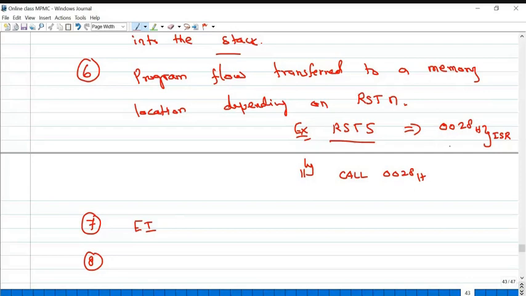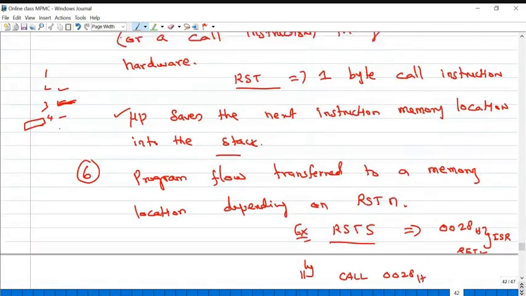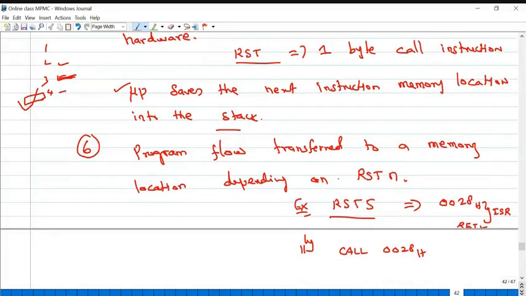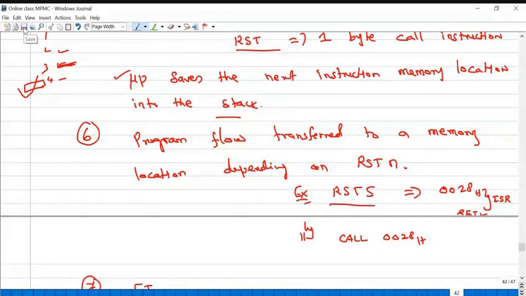While executing the interrupt service routine, there will be a return statement in it. Once the microprocessor finds this return statement, it retrieves the address information from the stack memory and loads it on the program counter. Then the microprocessor starts executing the normal operations. So this is how the microprocessor handles interrupts.